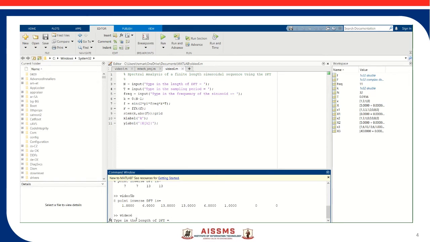So in the command window, the program is asking me to type the length of the DFT. So I'm inputting 32. Then type the sampling period. So I will be inputting 1/64, and type the frequency of the sinusoid. So we will be considering the frequency 10 Hz. So I'm inputting 10.